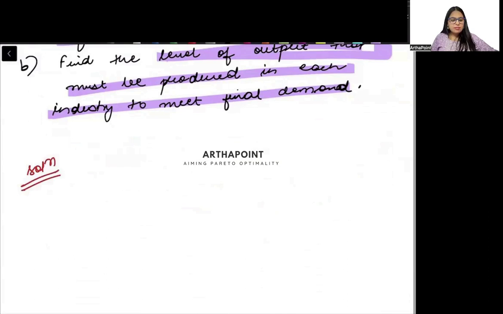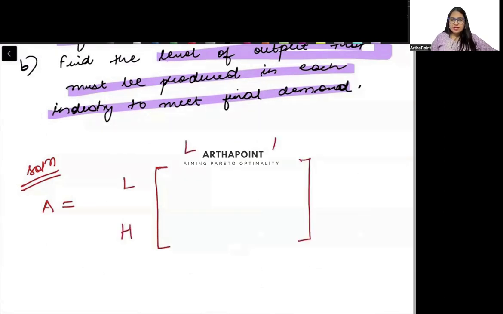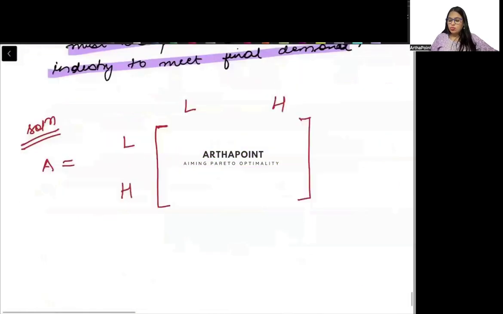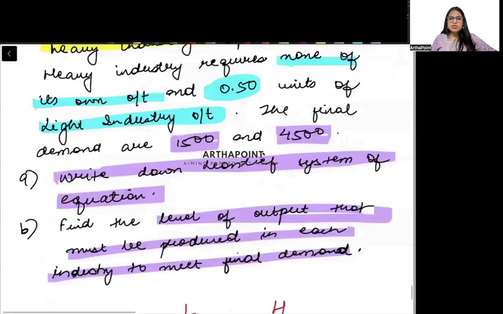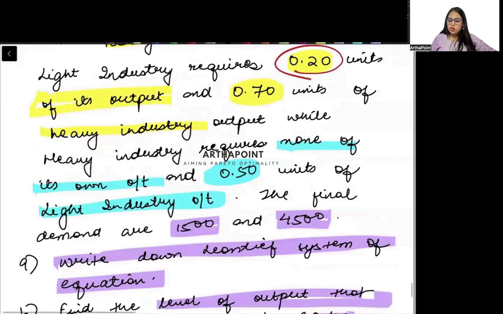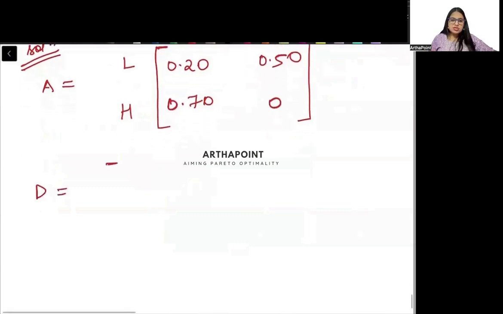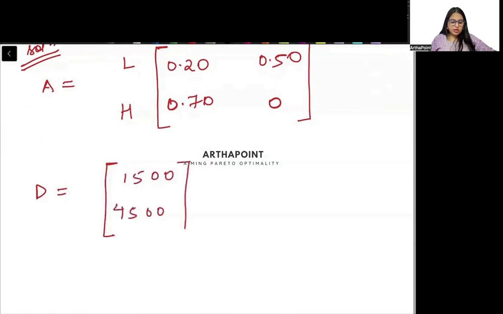First of all, I will make my technology matrix A. In technology matrix A, I will write light here and heavy here. So light ka light mein how much is getting used, beta? 0.20. Light ka heavy mein 0.50. Heavy ka light mein 0.70. And heavy is not using anything of its own, none of its own output. Right? So 0. Okay, so this is my technology matrix. Now my demand matrix. My final demand is given to me as 1500 and 4500.